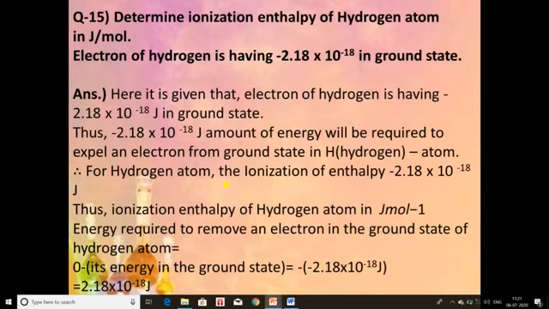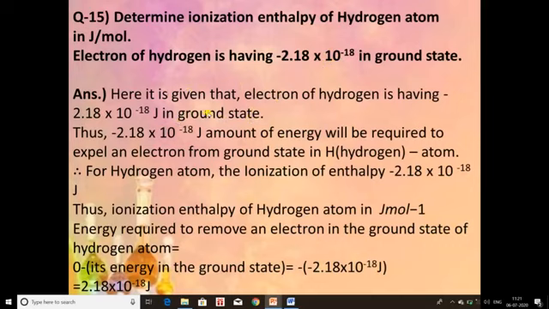Next is question number 15. Determine the ionization enthalpy of hydrogen atom in joule per mole. The electron of hydrogen has an energy of minus 2.18 into 10 to the power minus 18 joule in the ground state. So this is the energy which the electron of hydrogen has, the energy in the ground state.